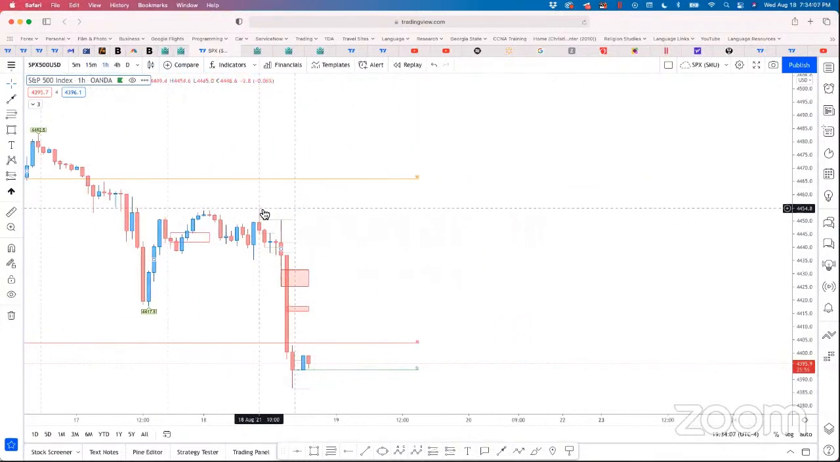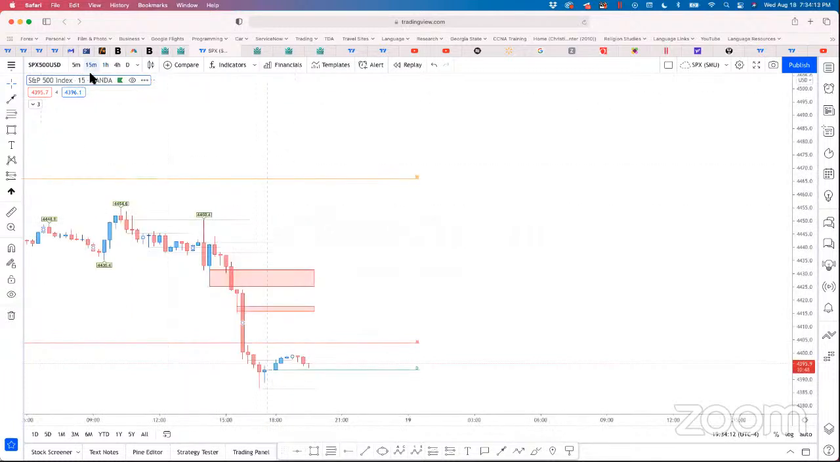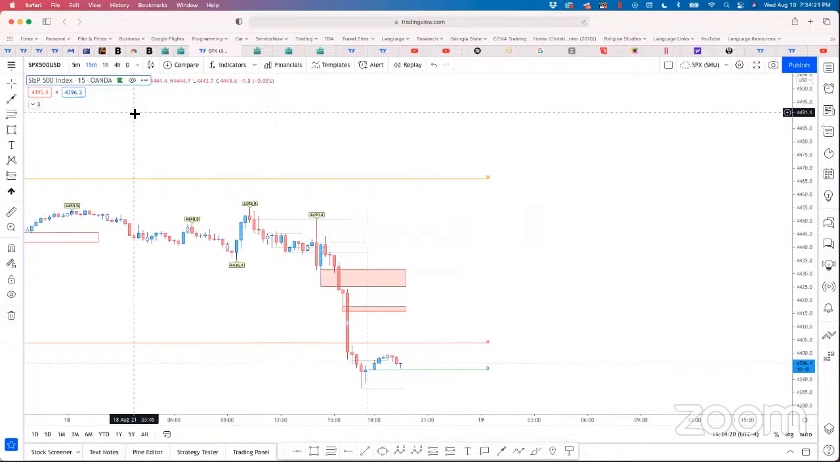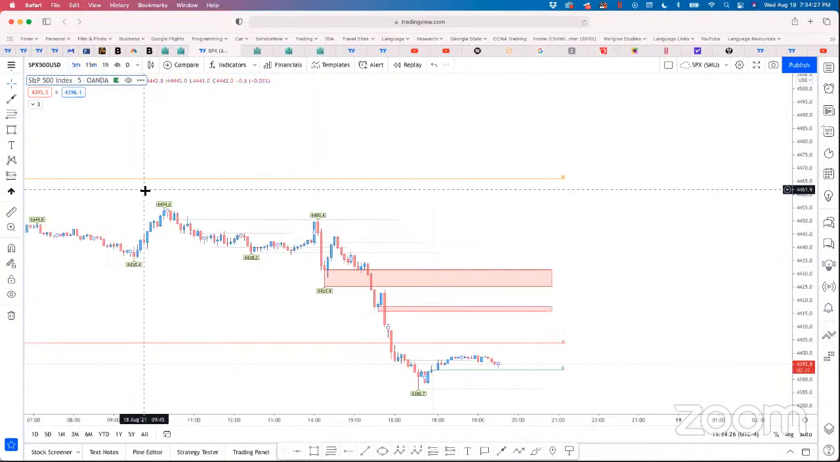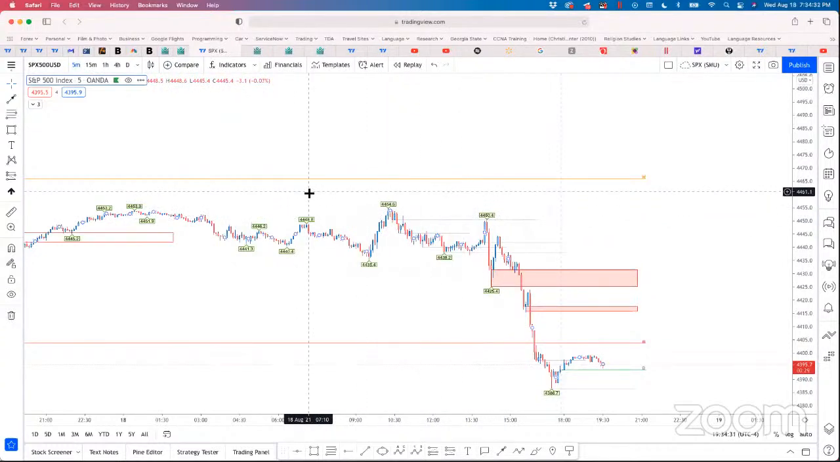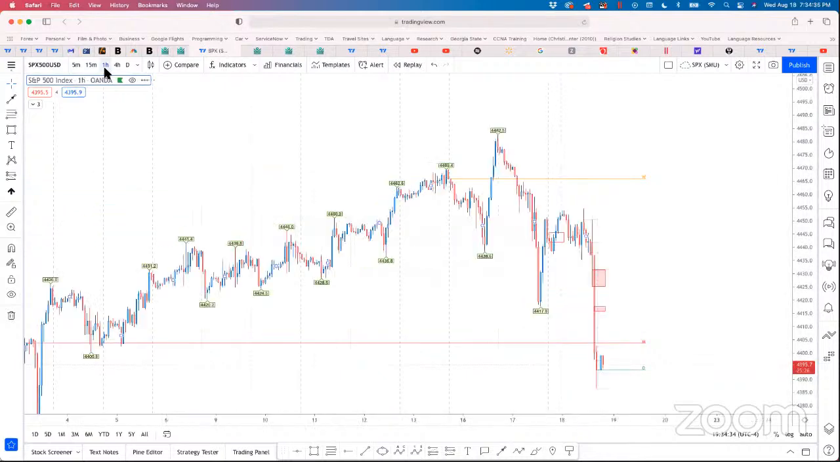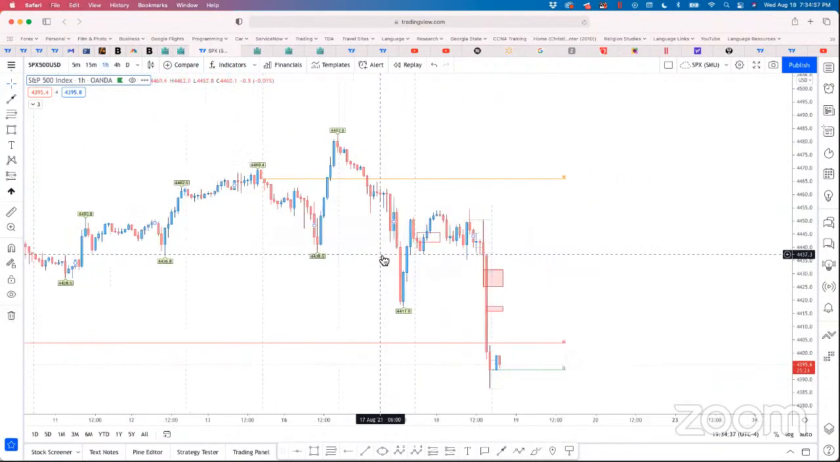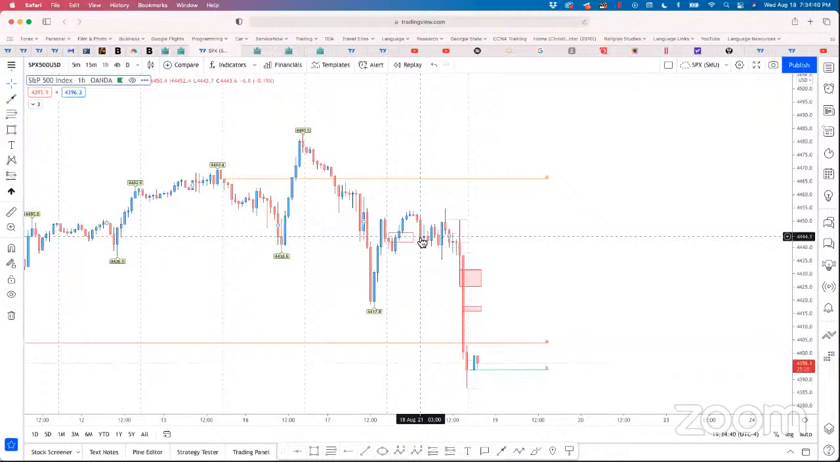If I saw this rejection right here on the 1 hour, isn't this the same on the 15 minute as well? Right here and right here. You just got to know what you're looking at and why you're looking at these particular areas. If you can understand that more than which time frame to look at it from, you can get the same entry and exit on a different time frame.